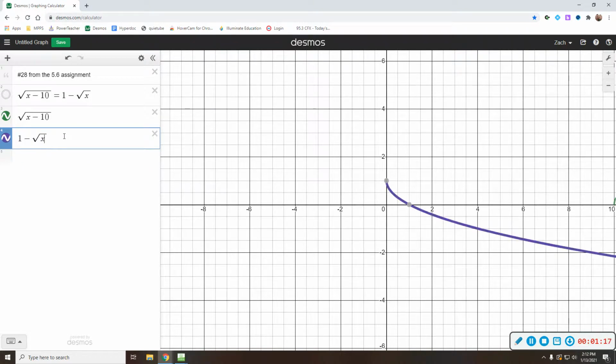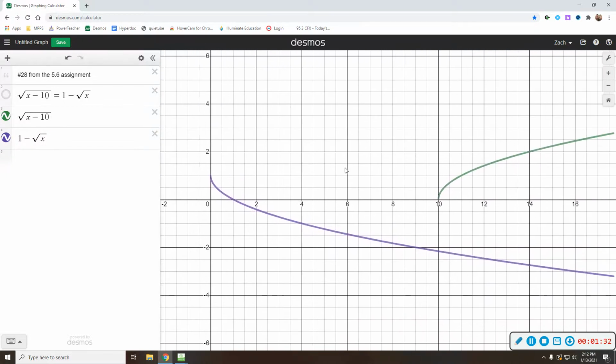And now one problem that you might run into is you might not be able to see the graphs. This is why sometimes solving simpler problems algebraically is the way to go. So we'll have to look around a little bit. This is square root of x minus 10. So I know it's moved to the right 10 units. So I'm going to slide this over to the right, and I can see it over here.